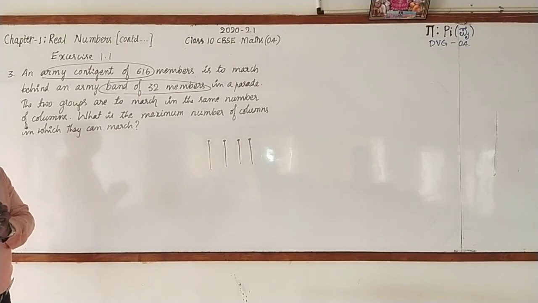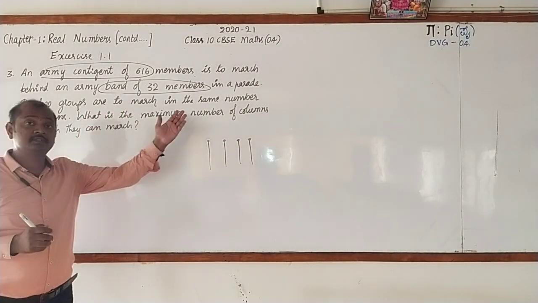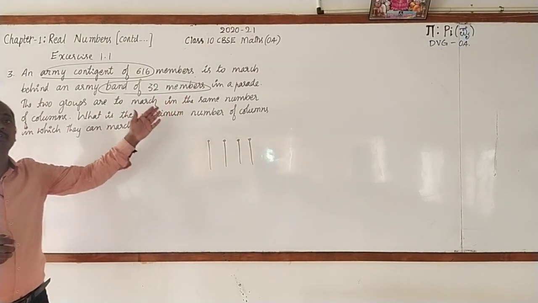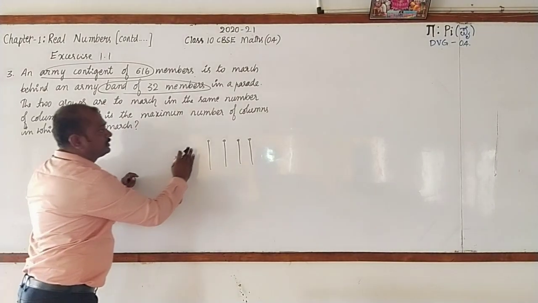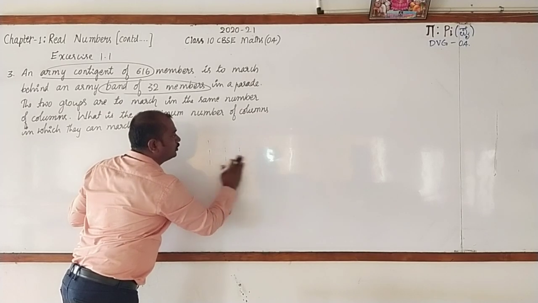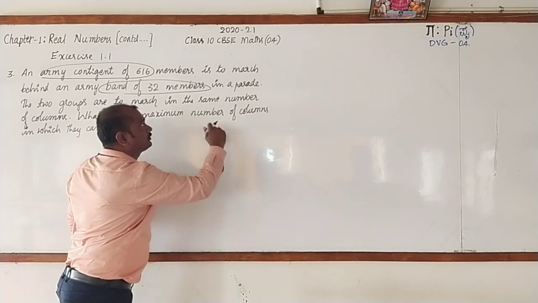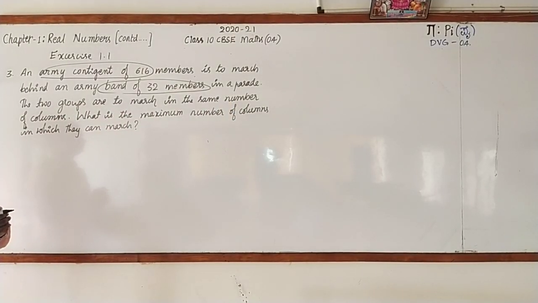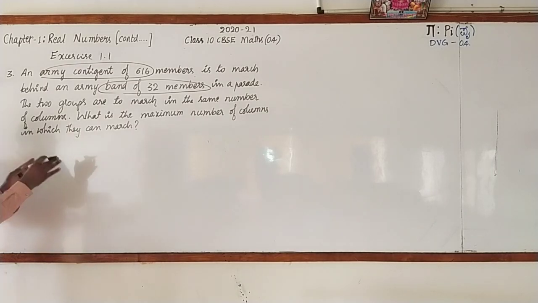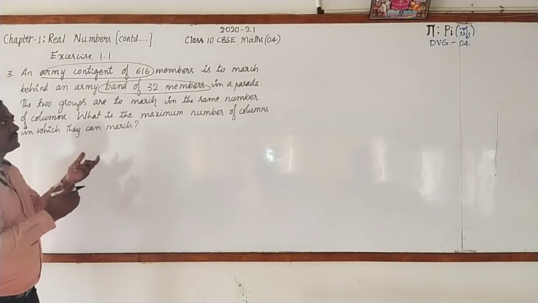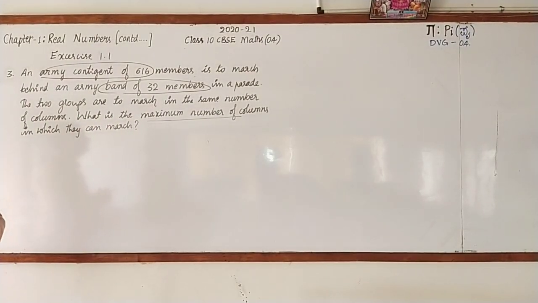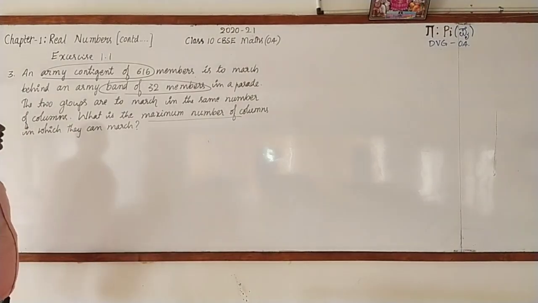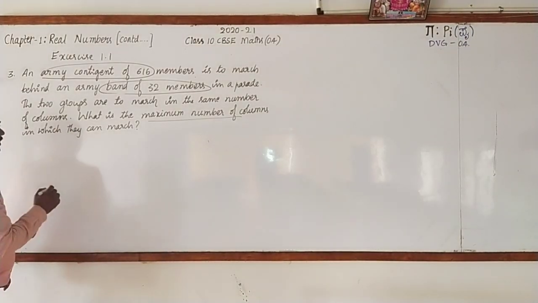But you are going to find out what is the maximum number of columns in which they can march, such that nobody should be out of the parade. Our arrangement should be in such a way. Hence, can we say that it belongs to HCF of the two positive integers? Yes, you are right. Now let us go for solving.